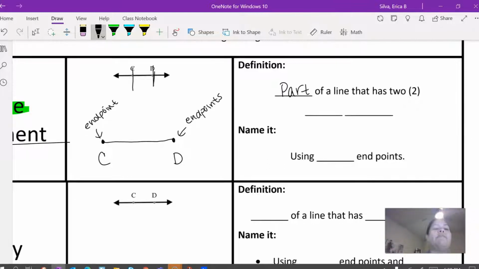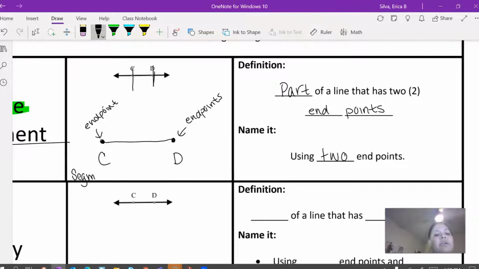So to finish defining a line segment, it's part of the line that has 2 endpoints. Now to name it, all we do is simply use the 2 endpoints. So in this case, this is my first endpoint, this is my second endpoint. So we can name this segment CD or segment DC, because it could be in any order.